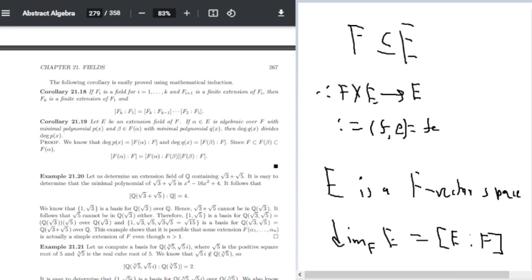Corollary 21.19. Let E be an extension field of F. If alpha in E is algebraic over F with minimal polynomial p(x), and beta in F(alpha) with minimal polynomial q(x), then the degree of q(x) divides the degree of p(x).